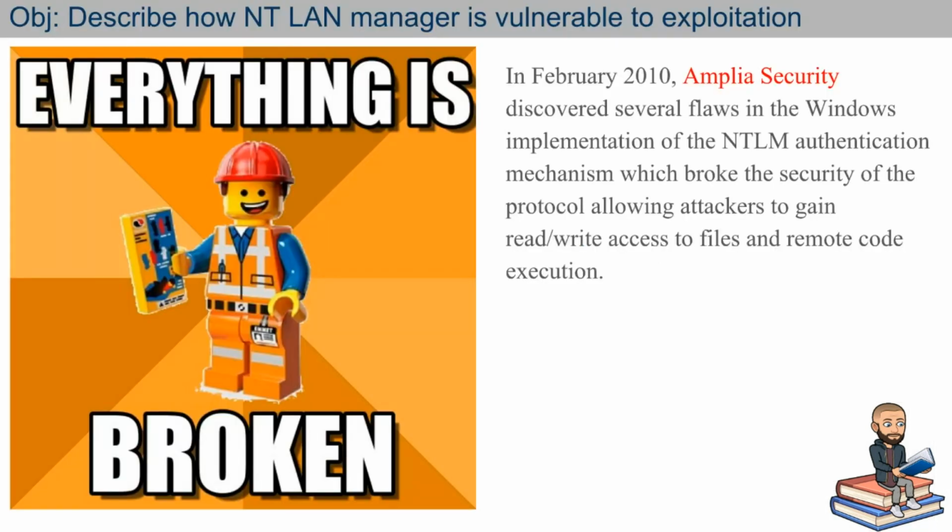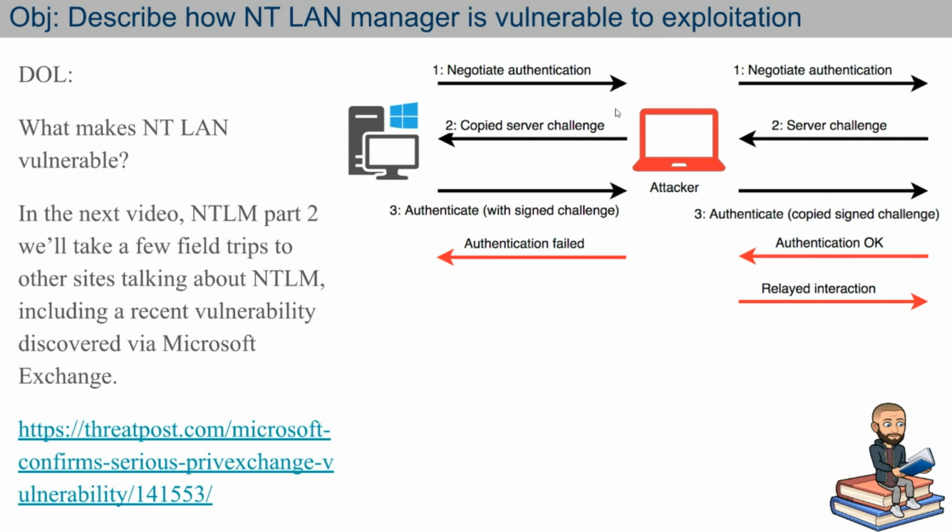So NTLM: in February 2010, Amplia Security discovered several flaws in this authentication mechanism. It broke the security of the protocol, allowing attackers to gain read-write access to files and remote code execution. So pretty much all the bad things that can happen, and Amplia Security had discovered this all the way back in 2010. At the time of this video, we're in 2019, and today, January 8th, 2019, a student of mine did a flash talk, or flash threat Friday, on Microsoft Exchange servers being vulnerable because of this.